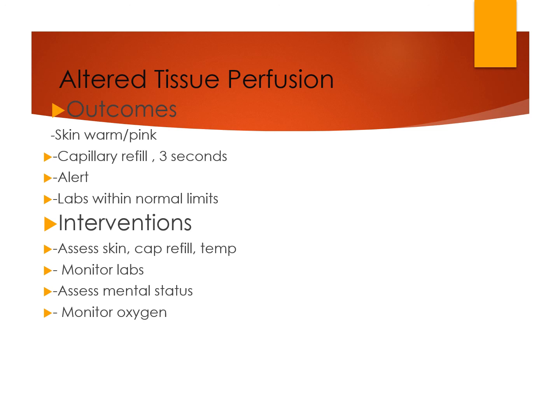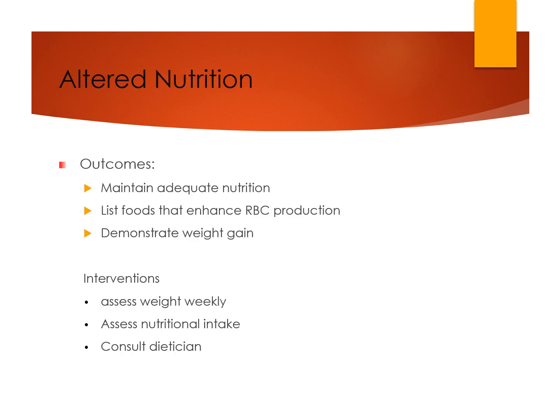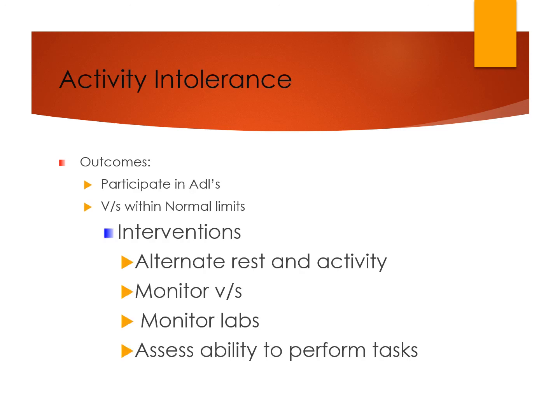Capillary refill less than 3 seconds would be a goal, making sure that they are alert and their labs are within normal limits. Interventions are to assess weekly weight, to assess nutritional intake, and to consult a dietitian. The outcomes include maintaining adequate nutrition, listing the foods that enhance red blood cell production, and demonstrating weight gain. Alternate rest and activity levels, monitor the vital signs, and monitor labs.